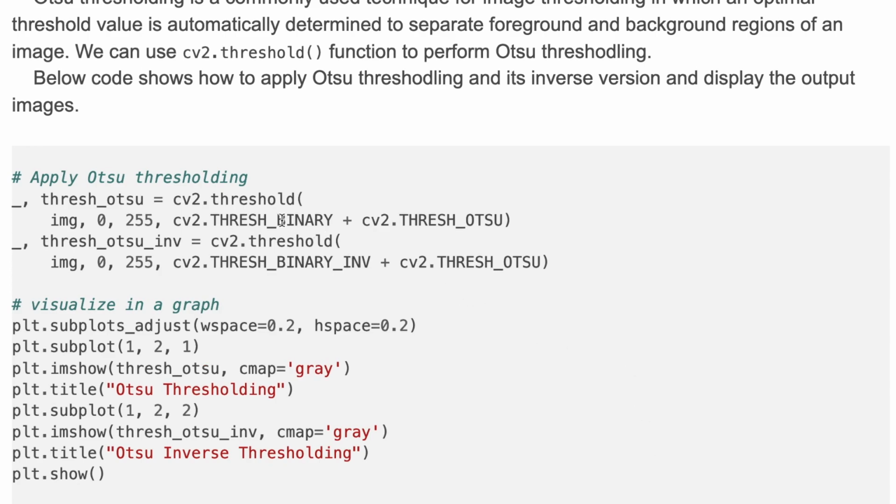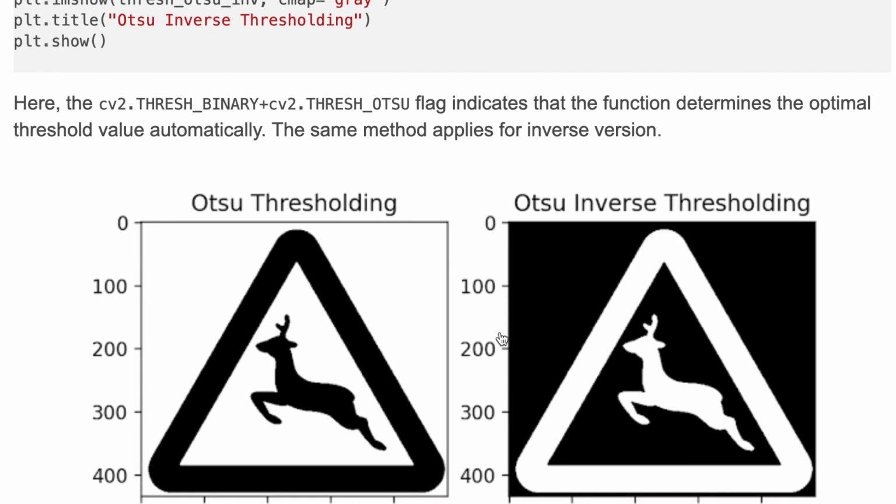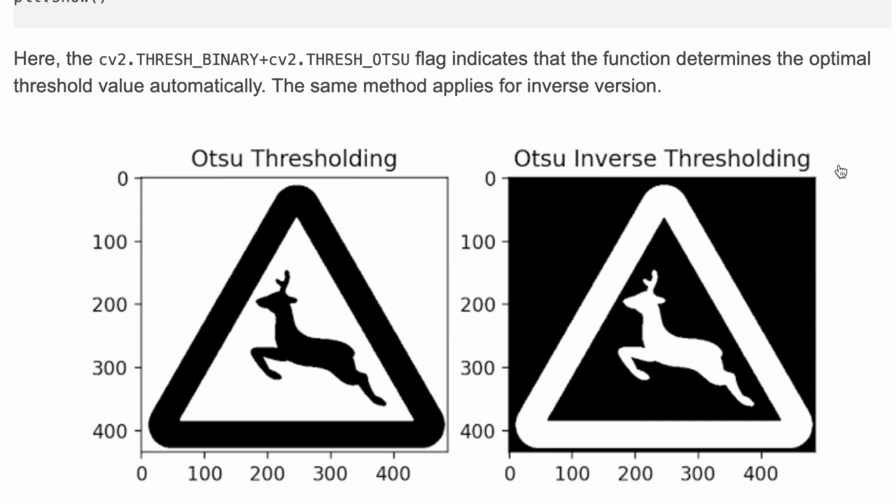Here we again apply the threshold function, and here we add the threshold Otsu type, and this is the output. Here the Otsu flag indicates the function determines the optimal threshold value automatically. The same method applies for the inverse version.